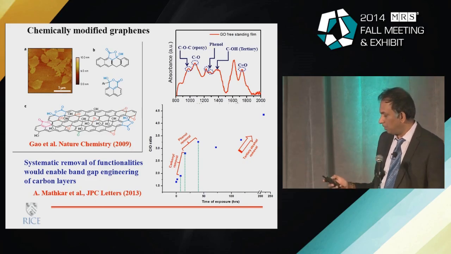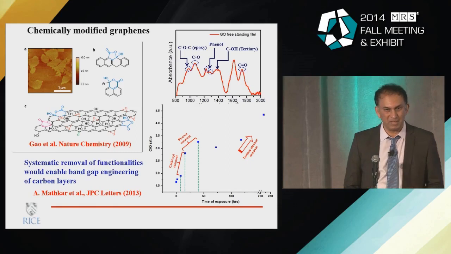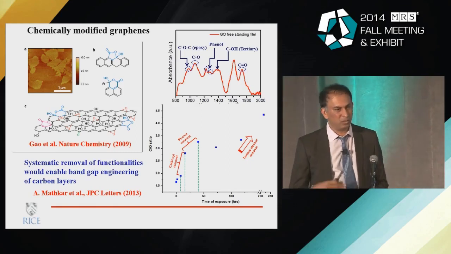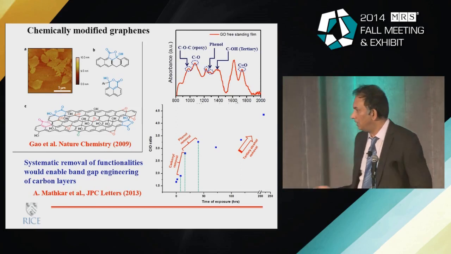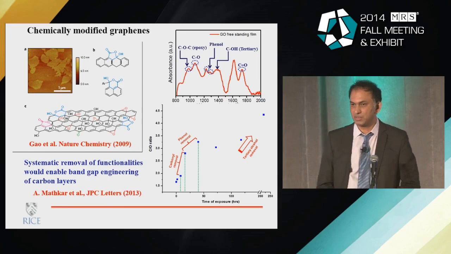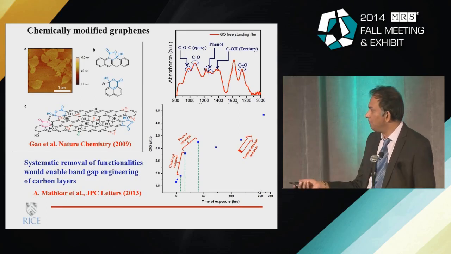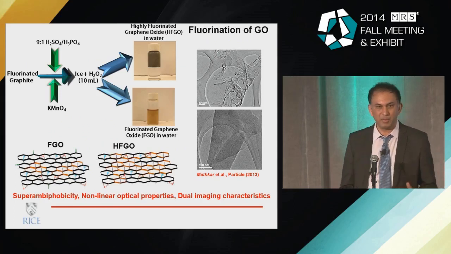And there is a lot of work trying to figure out how you can specifically introduce one functionality versus the other. Can you remove certain functionalities after oxidation? So there's a very interesting field of how you can controllably engineer this chemistry on graphene layers. And we have also done quite a bit of work on that. And again, there are a large number of possibilities.